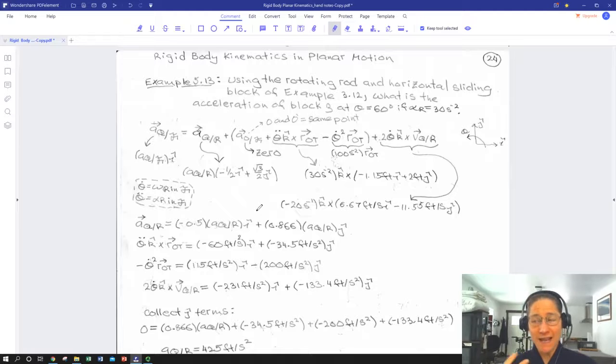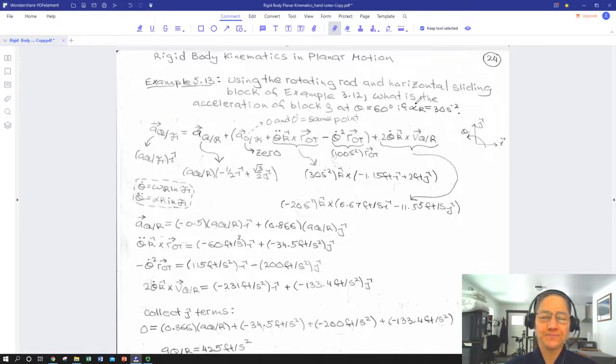But we can extend what we did in that example to the acceleration of that point Q on the block at the time that the rotating rod angle was at 60 degrees, assuming we knew something about the acceleration of the rod. Because in that particular problem, it was the rod that we would equate to reference frame B, the moving reference frame, and in this case it was only rotating with respect to the fixed reference frame.